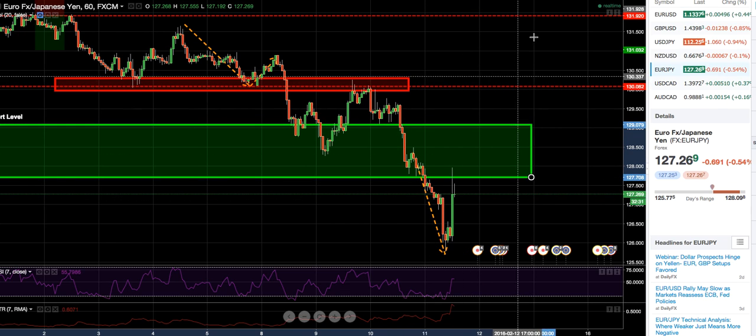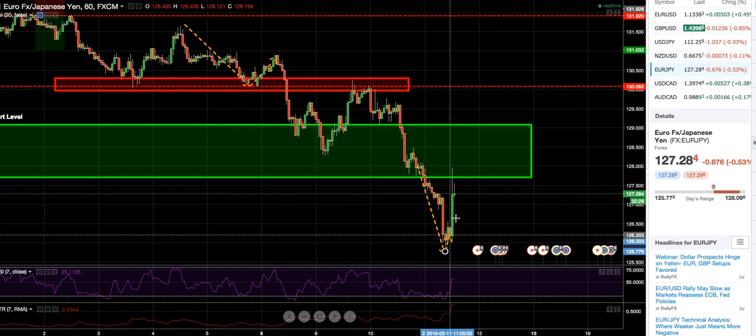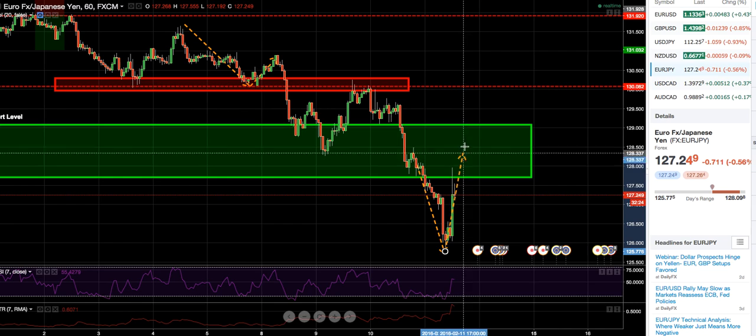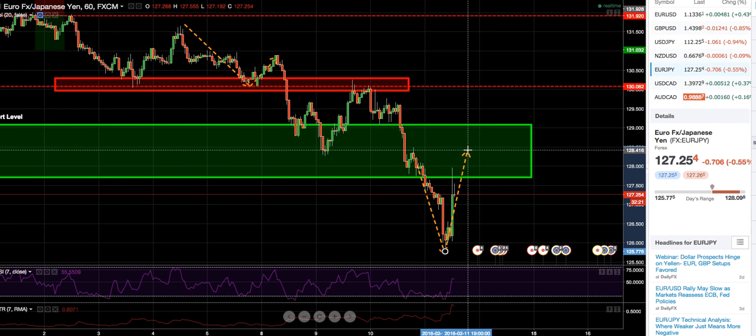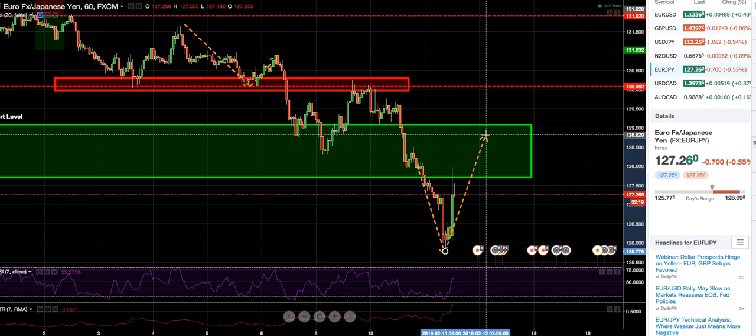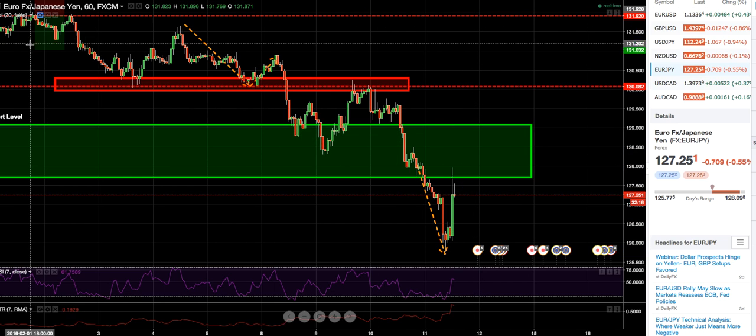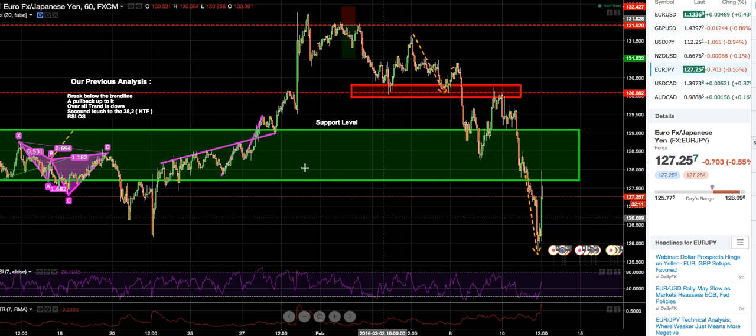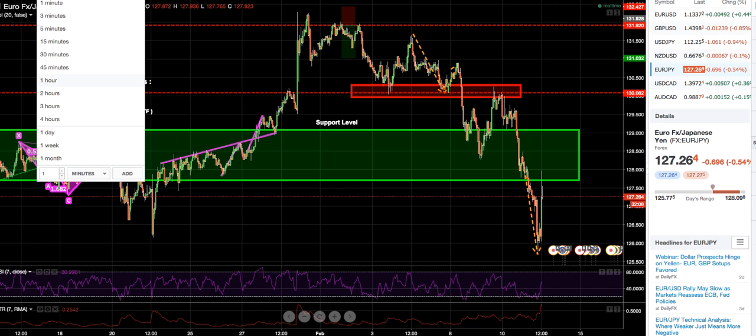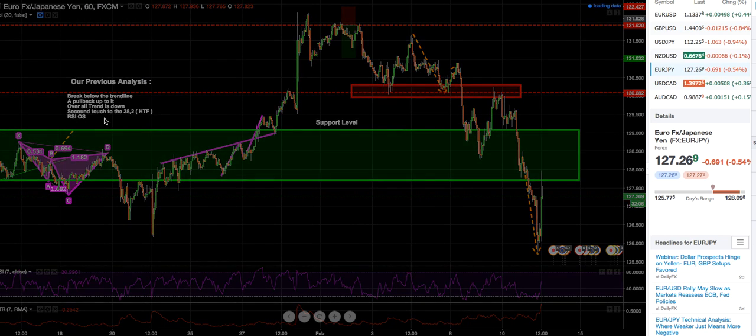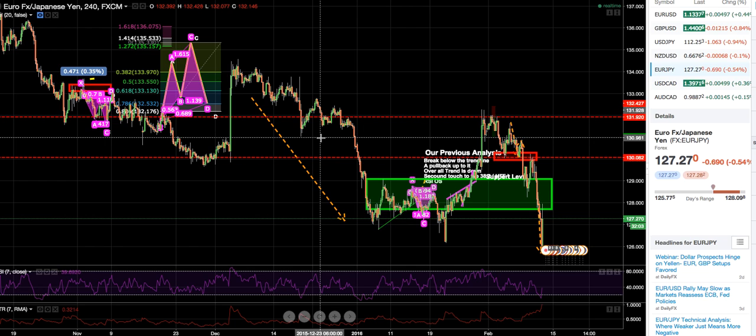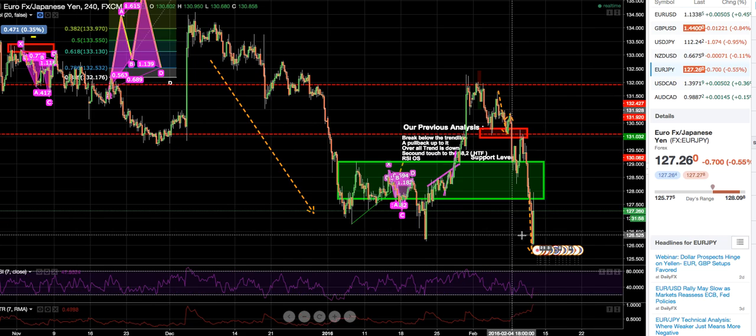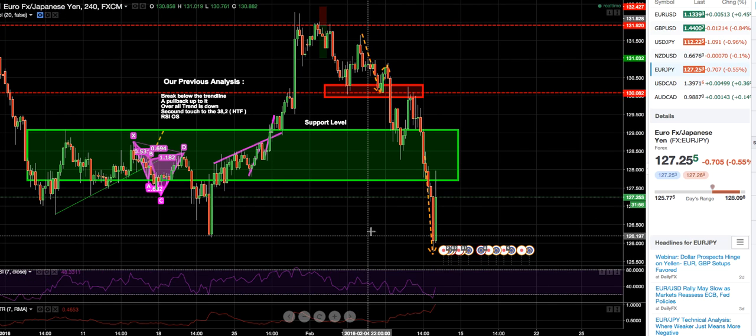So if we extend the box, we could come into that box right here, somewhere in this box. We could look for some entry signals to go short, to jump on this downwards moving market, the trend. Let's check out the higher time frames just to see what the euro has been doing, revolving the yen. This is an interesting one.